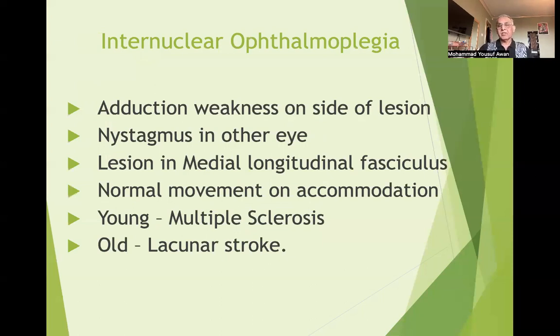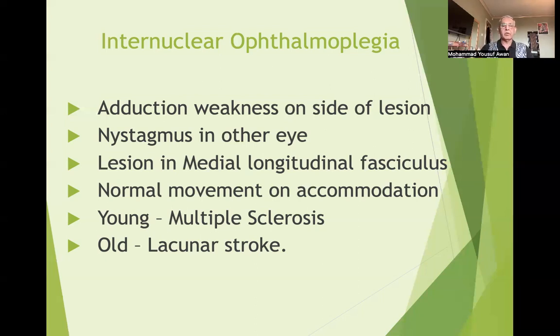In this, what happens is that if you check the extraocular movements, there is loss of adduction. When you move the finger and ask the patient to follow it towards the right, the right eye will move to the right, but the left eye will not follow to the extreme. So there is loss of adduction on the side of the lesion, but there will be nystagmus in the other eye. So if you're moving to the right, there is nystagmus in the right eye and loss of adduction in the left eye.